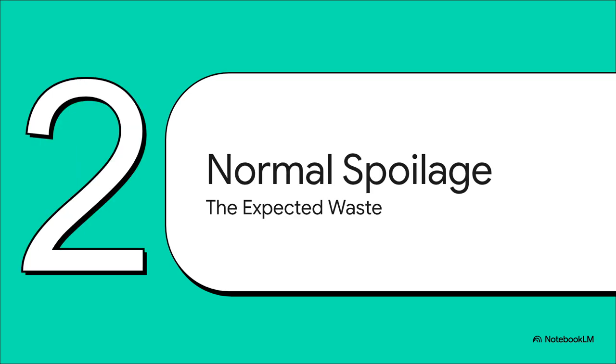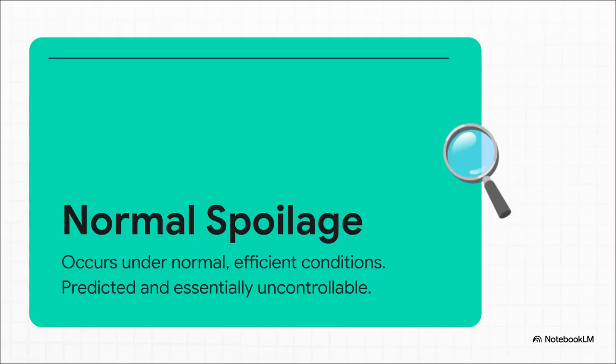Section 2. Normal spoilage. The expected waste. All right, let's start with what we might call the expected cost of doing business. Formally, normal spoilage is defined as spoilage that occurs under normal, efficient operating conditions. It's predicted. It's essentially uncontrollable in the short run.